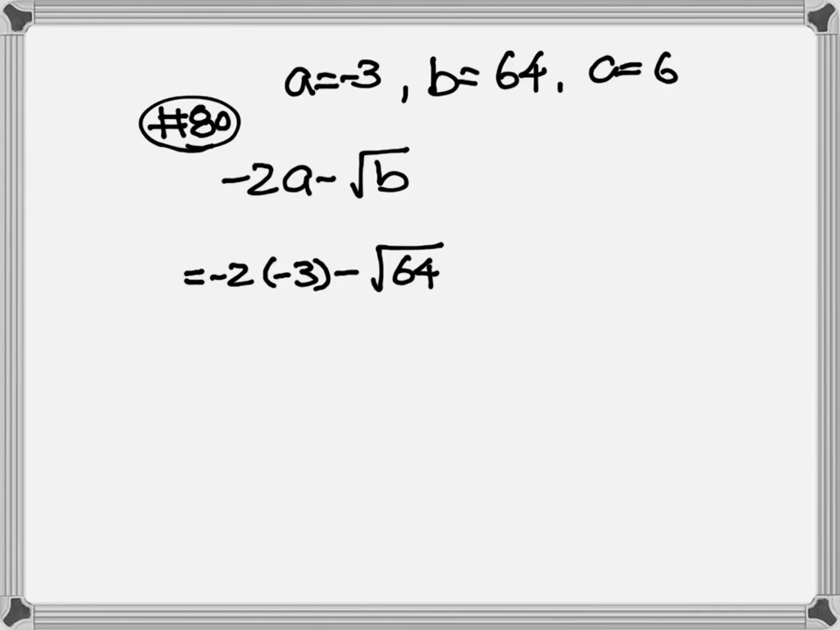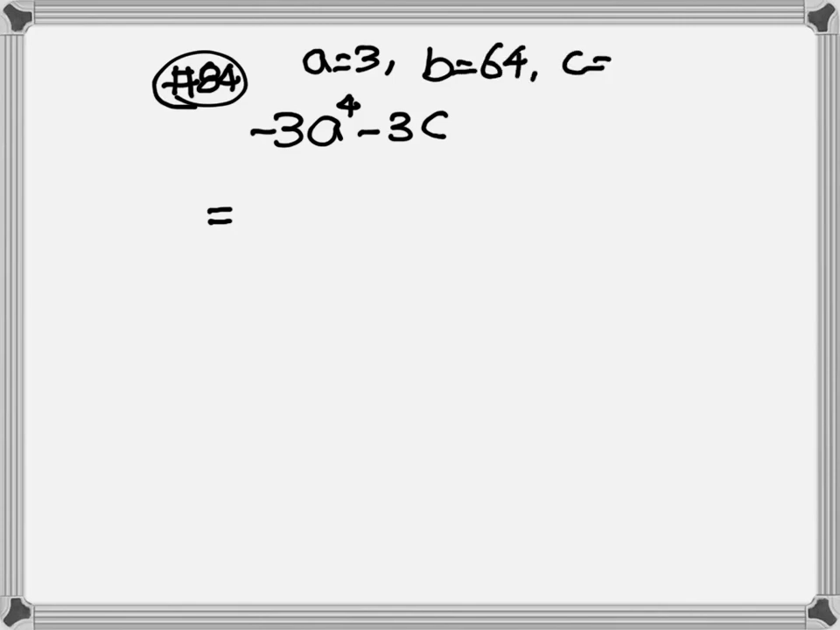After that, I solve the equation. Negative 2 times negative 3 becomes positive 6. Bring down the minus. Next, just use your calculator to find the square root of 64, which gives you 8. Then subtract the two numbers: 6 minus 8 is negative 2. So that's my answer. Now let's look at number 84.